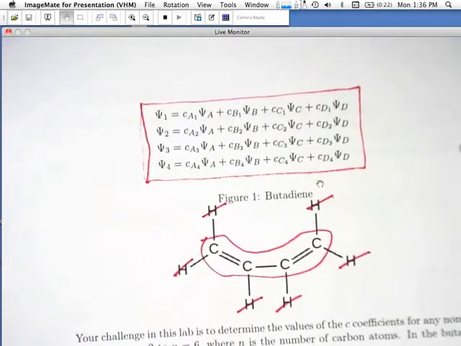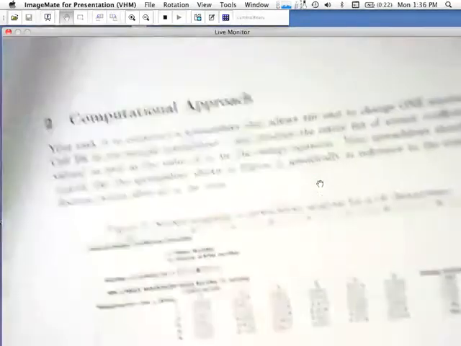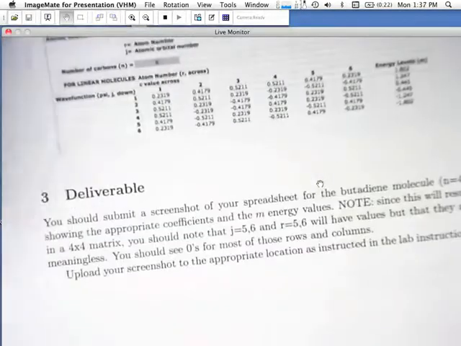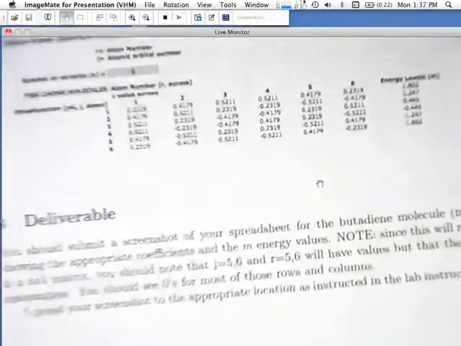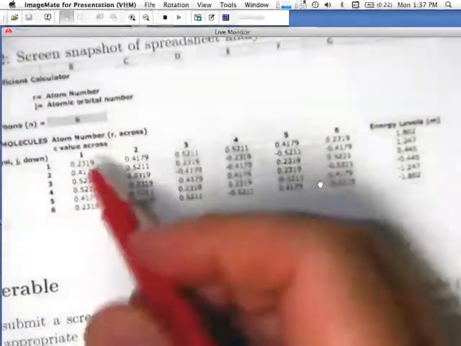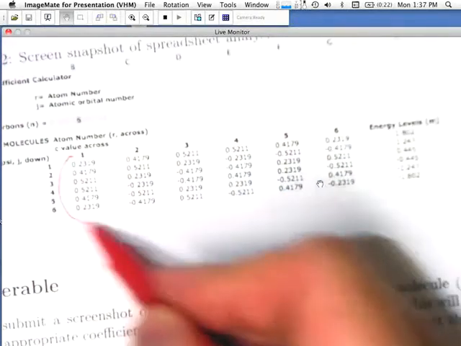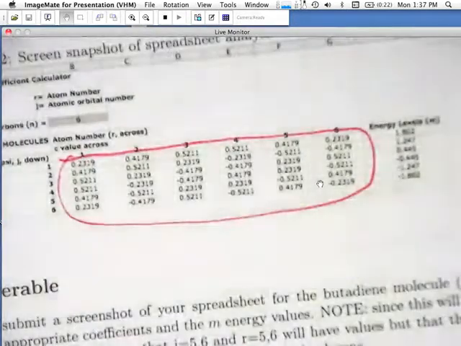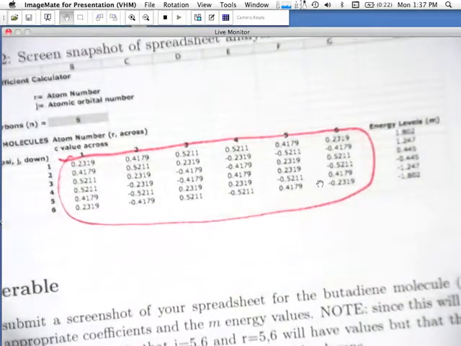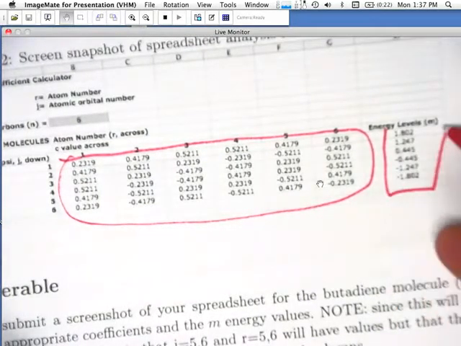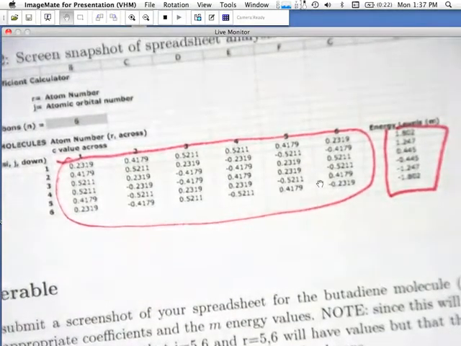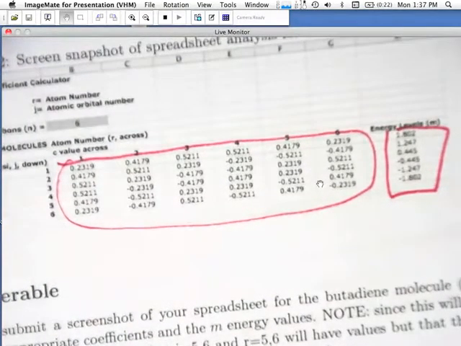And what we are asking you to do in the lab is to come up with a spreadsheet. Here's an example for 6 carbons, where we're asking you to come up with all the atomic coefficients for a 6-carbon non-cyclic polyene. Here are my energy levels, and we'll talk about what those mean at the appropriate time. But at this point, we simply want you to be able to calculate them using a spreadsheet.